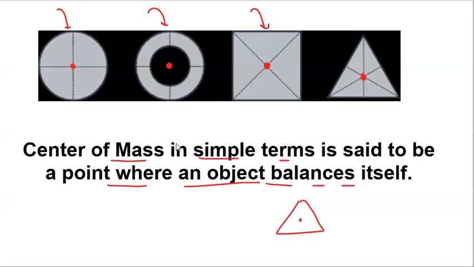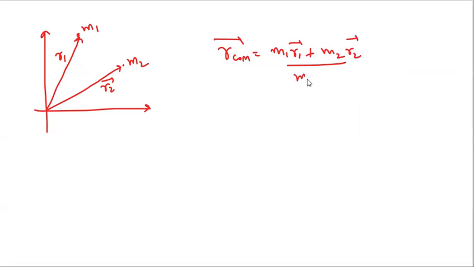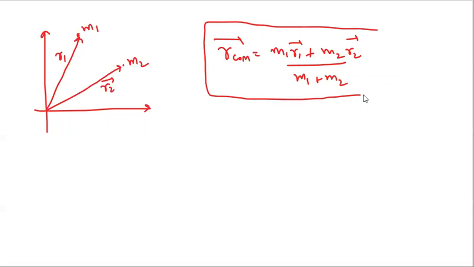Now let us calculate center of mass of complex systems. Suppose that we have mass m1 whose position coordinate is r1, and we have another mass m2 whose position coordinate is r2. So the position coordinate of center of mass will be (m1 r1 + m2 r2) upon (m1 + m2). So this is the position coordinate of center of mass.